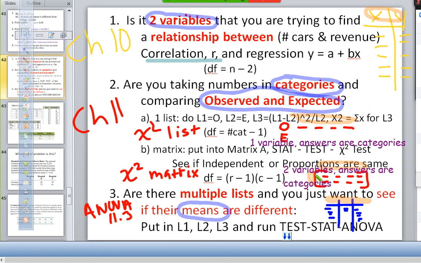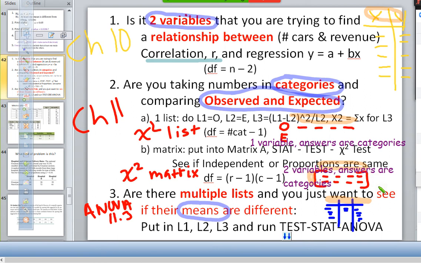For your matrix, again, your answers are going to be categories, right? It's a chocolate lab, and he's a male. It's a yellow lab, and she's a female. You're going to have 2 different variables, but your answers again are going to be categories, and it's going to look like a matrix. You're going to have categories up top and categories along the side.